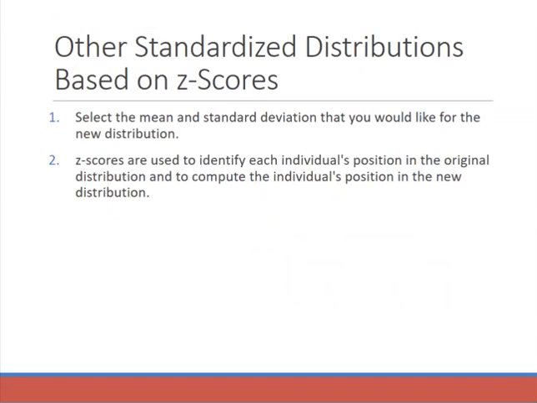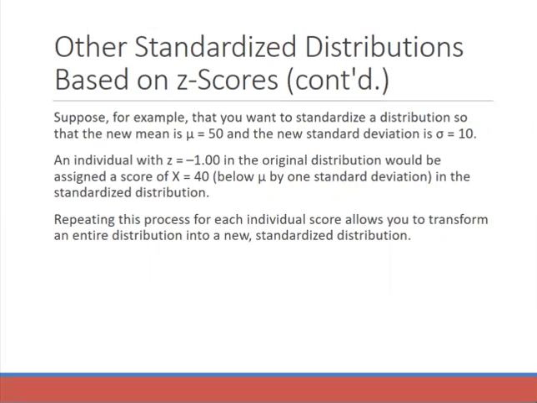So if you were to do this, you'd select the mean and standard deviation that you want for your new distribution. Say you were looking at IQ tests that had a mean of 57 and a standard deviation of 8. Those are going to be hard to remember, but you want to convert them to a distribution that has a mean of 100 and a standard deviation of 10. We can use that z formula to convert each individual score into a z-score and then transform those z-scores into the distribution that you want.